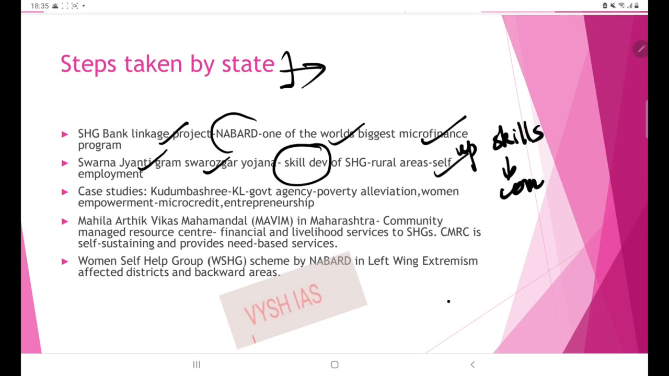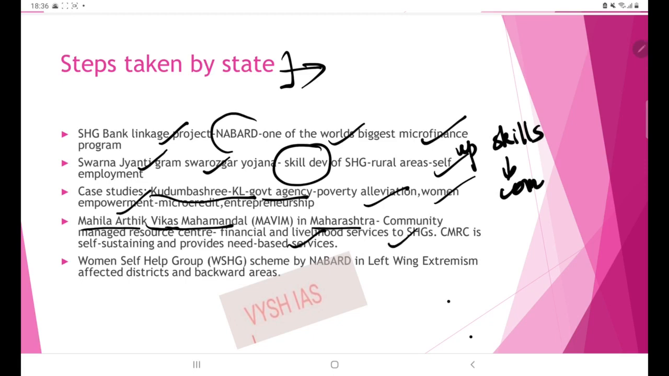Then you can include some case studies also when this question is asked. Case studies: Kudumbashree of Kerala and Mahila Arthik Vikas Mahamandal of Maharashtra. These two are some success models from India. Kudumbashree is a government agency and it focused on poverty alleviation and women empowerment. It has also gained some effective results out of this program, like microcredit, and the entrepreneurship potential of women was increased. Then Mahila Arthik Vikas Mahamandal is a community managed resource center. It is giving financial and livelihood services to self-help groups.